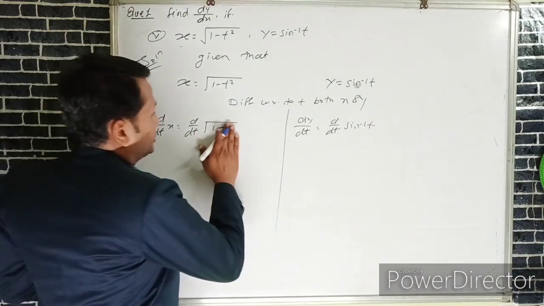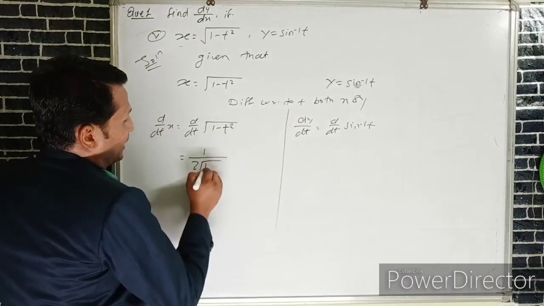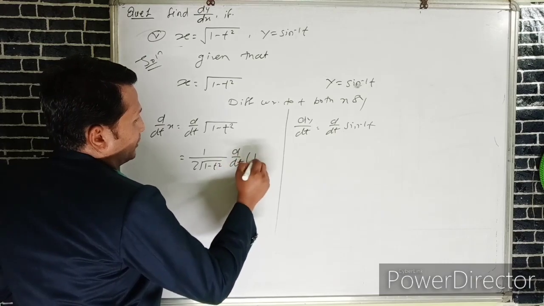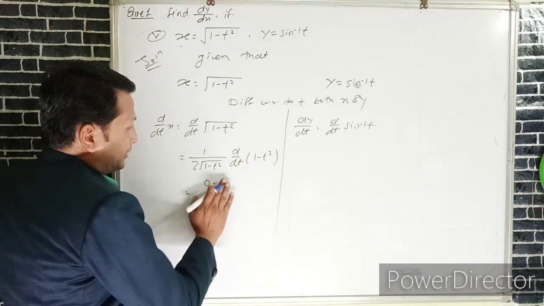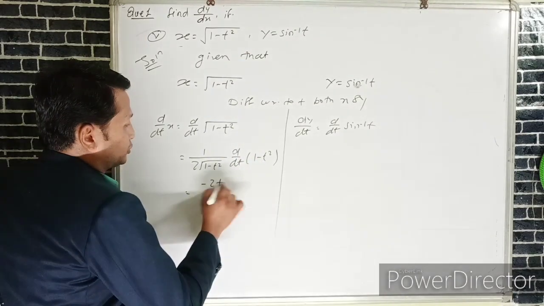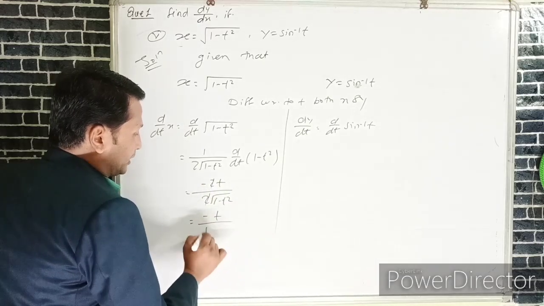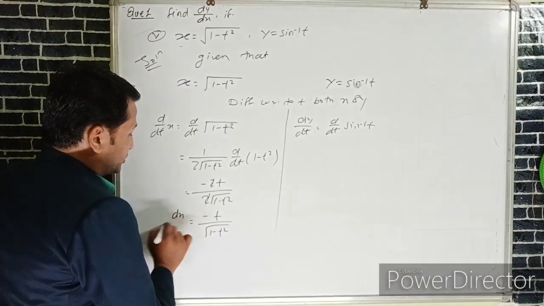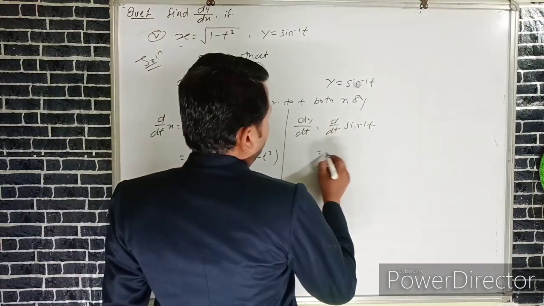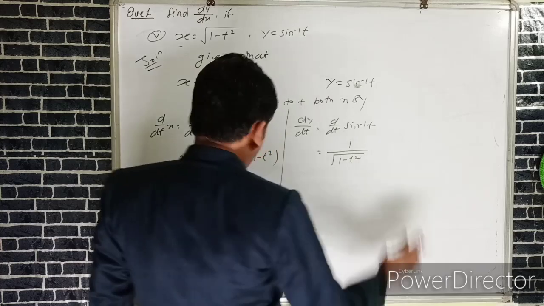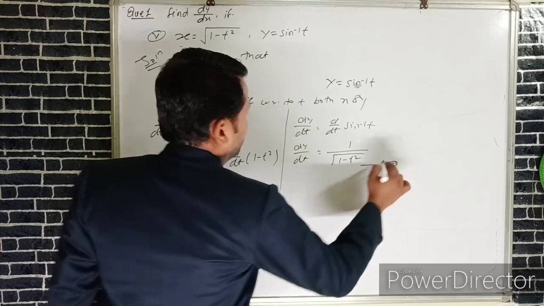This is a function in the form of a square root. We can write it as 1 upon 2 root of 1 minus t square, and we again take the derivative of 1 minus t square. We know that the derivative of 1 is 0, minus the derivative of t square, which is 2t. We can write minus 2t upon 2 root of 1 minus t square. Here the 2 cancels, and we can write minus t upon root of 1 minus t square, which is the value of dx by dt, equation number 1. Now again we take the derivative of sin inverse t, which is 1 upon root of 1 minus t square, which is the value of dy by dt, equation number 2.